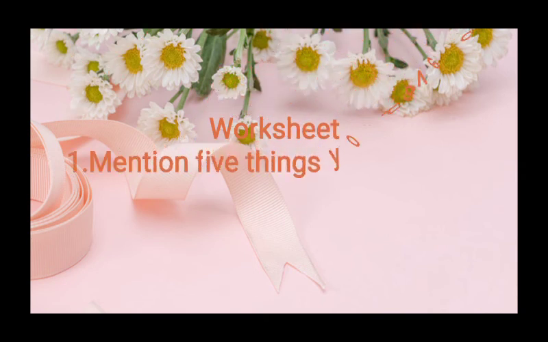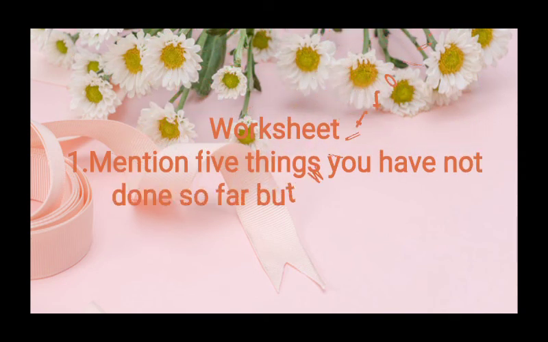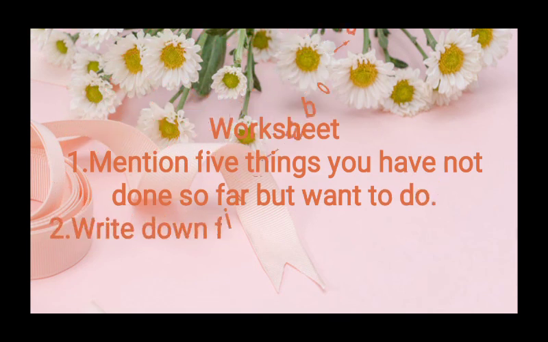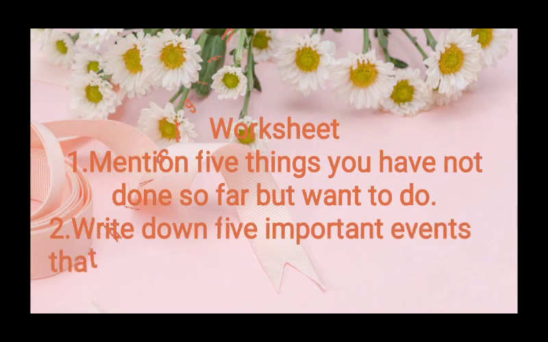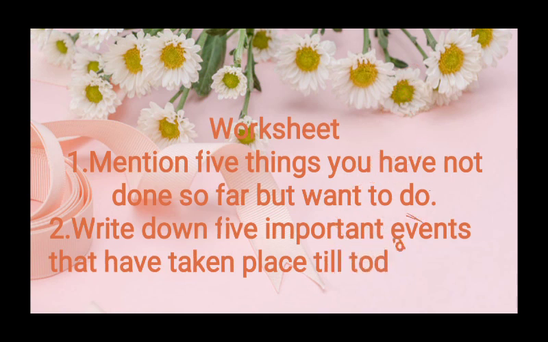Now here is some worksheet. You have to just mention 5 things you have not done so far but want to do. So you have to give the information about the things you haven't done so far. And second, write down 5 important events that have taken place till today. You have to write 5 important events that have happened till today.